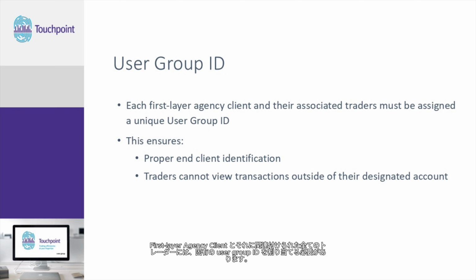Please note that each first-layer agency client and all their associated traders must be allocated to a unique user group ID. The user group ID is used to identify the end client to prevent any instances of the trader logging into T7 and viewing any transactions not belonging to their account. It is the responsibility of the access provider or clearing member to ensure that the client is set up correctly before the clients start trading.